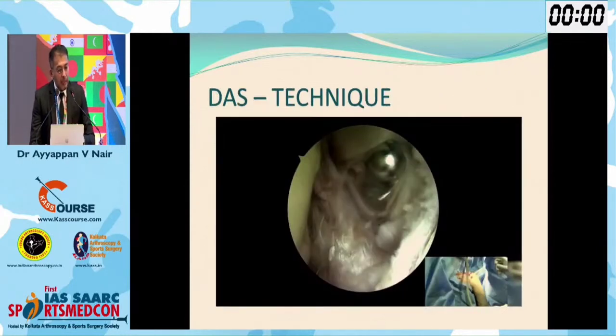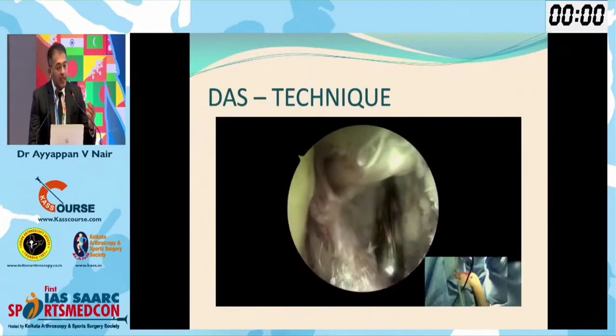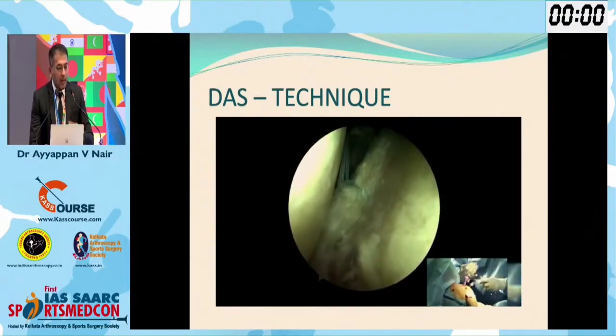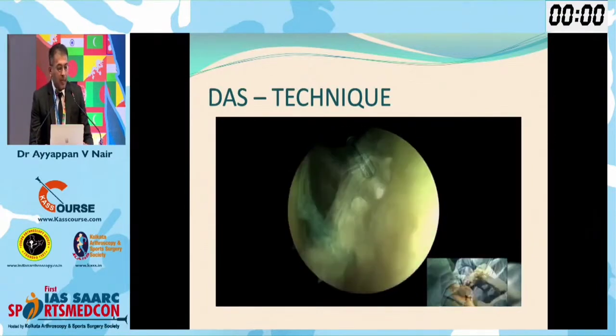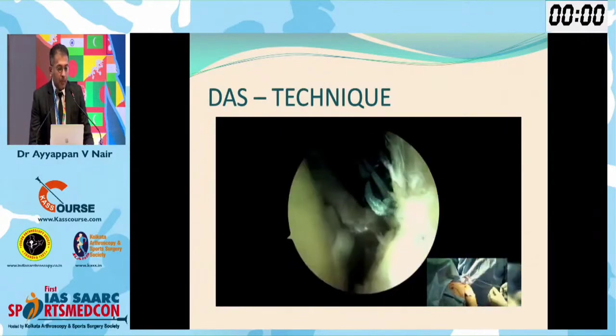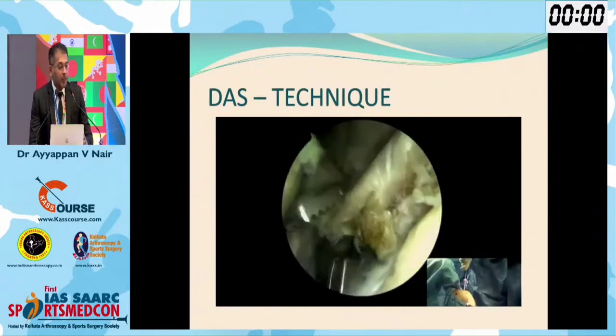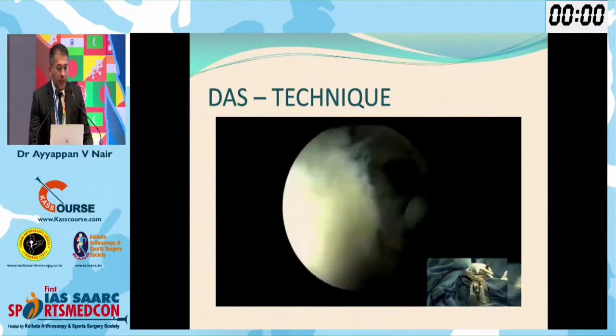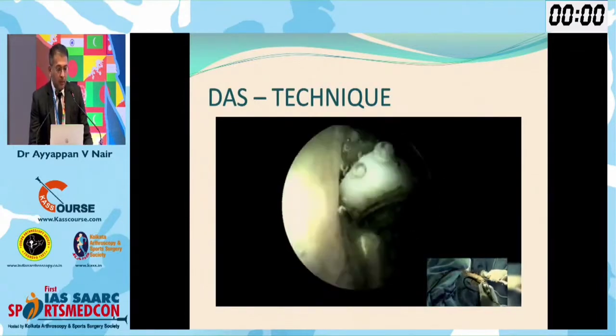The other thing I would suggest is, if the bone loss is subcritical, we can always use a DAS technique. This is our technique of DAS, which we recently did. We use an Arthrex system of TightRope to do the DAS. We have evolved this technique, and it is under publication.